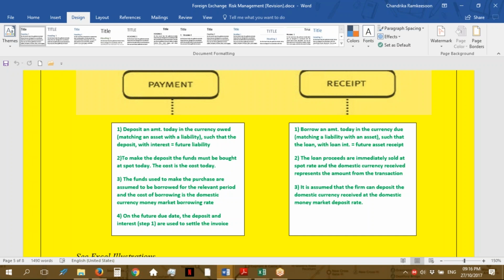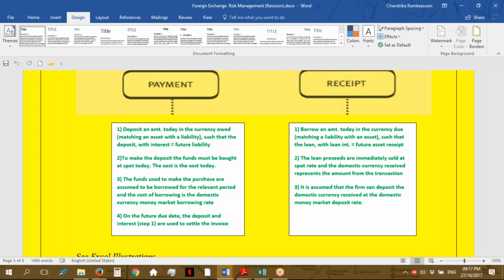So they go to their bank and say, I need to take out a loan today in dollars. But the amount the firm will borrow would be less than 500,000 because they will have to pay back dollar interest. The amount to be borrowed today might, let's say, be $497,000. The interest which will accrue, which can be calculated, will be 3,000 in this case. So 497,000 plus the interest will be used to pay back the loan in 3 months.